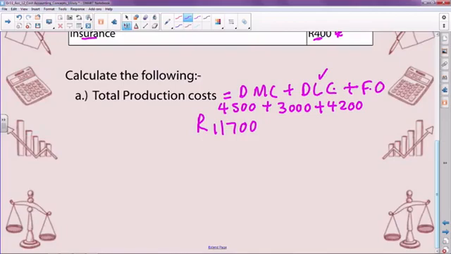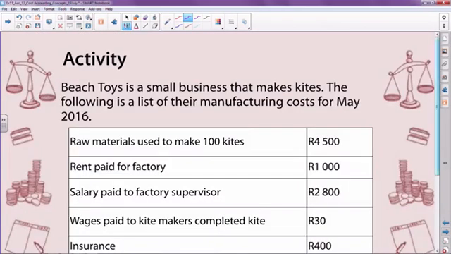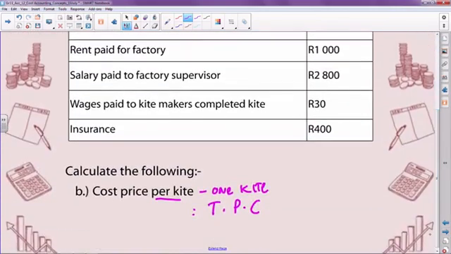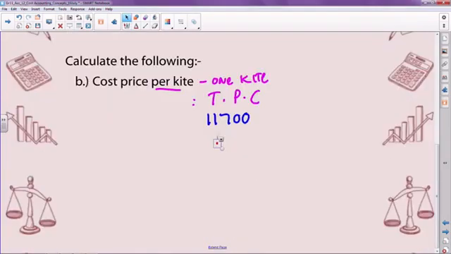Okay, just put that down. So total production cost is 11,700, and we're now going to divide total production costs. We're going to divide this by the number of units that were produced or manufactured.